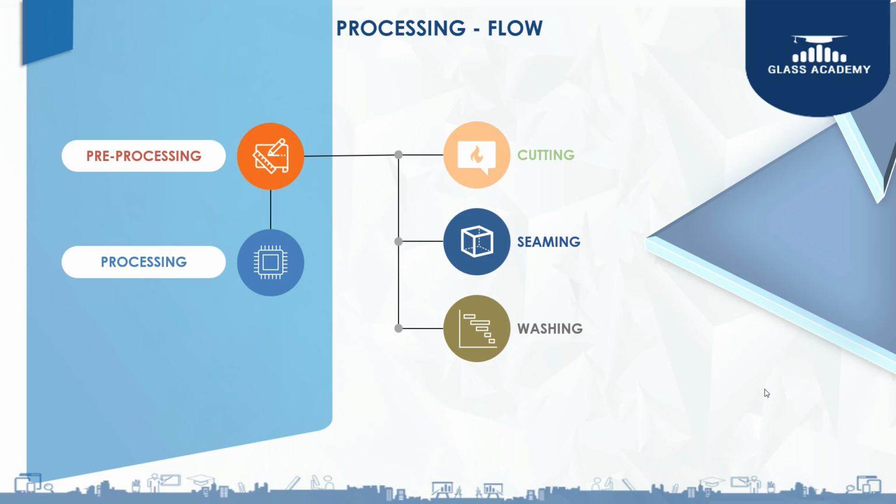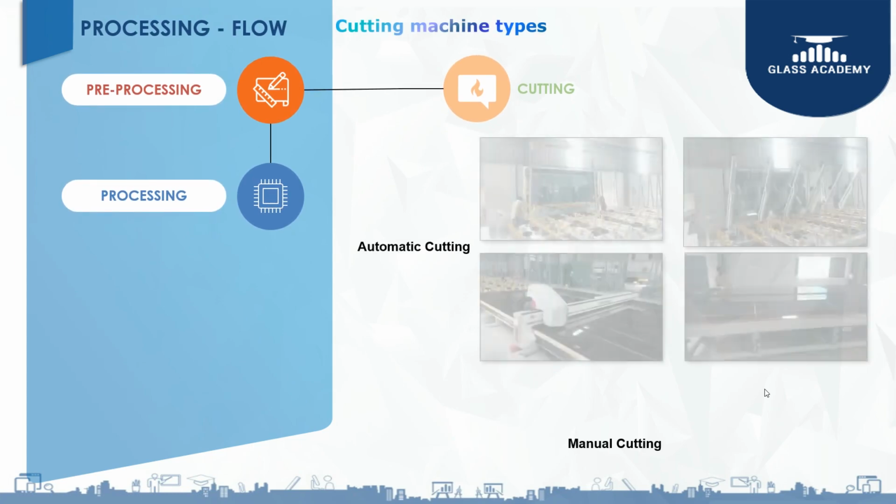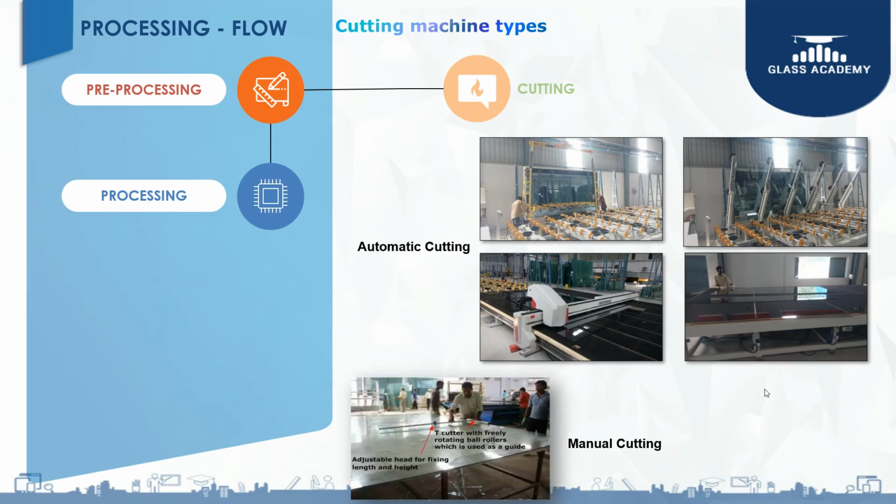So under the pre-processing, we have seen the three segments: cutting, seaming, and washing. In cutting, we have two types of cutting. One is automatic cutting, another one is manual cutting. Now this manual type of cutting is not recommended.